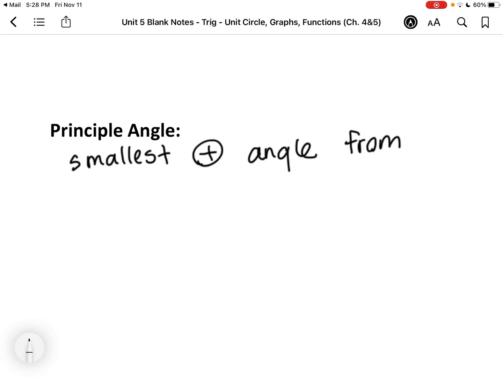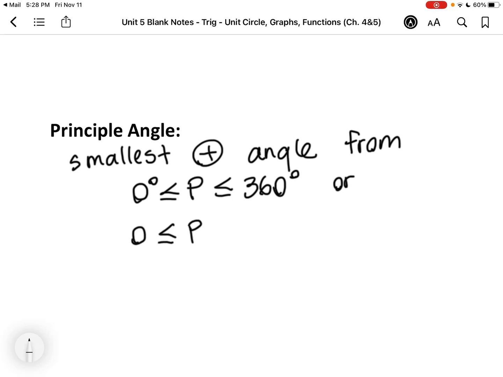From 0 degrees to 360 degrees, okay? Or from 0 radians to 2 pi radians. Okay, and essentially what this is all about is, let's say we're looking at this angle.